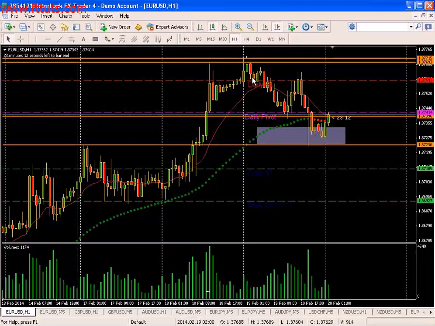Now, one of the best setups, which I haven't mentioned, is the first fib retracement after weakness, after trend reversal. Sorry, wrong tool.